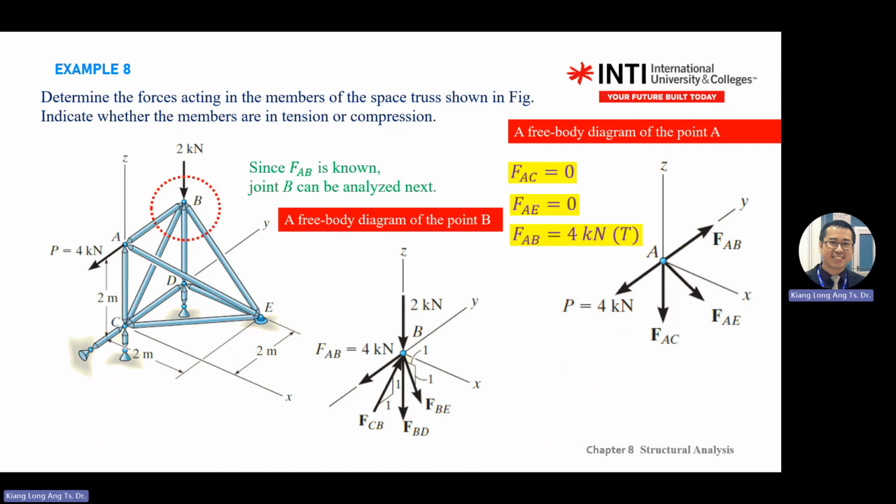Then after that, if you get a negative sign, you need to redraw the diagram. For example, if you draw out FCB and in your calculation you get negative, you need to redraw the diagram. There should be no negative value in the diagram. Okay.